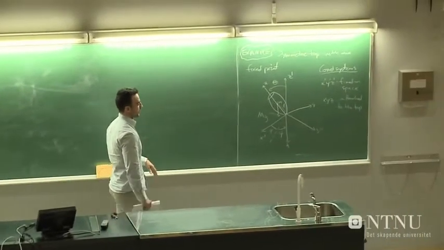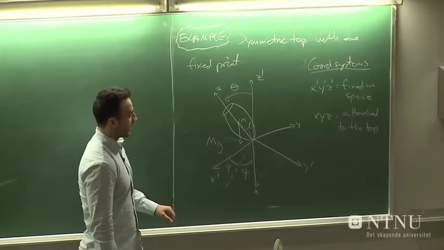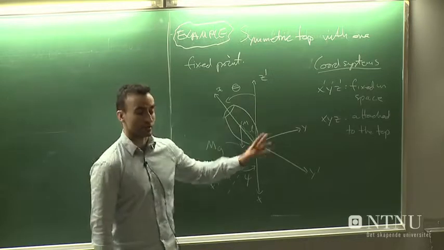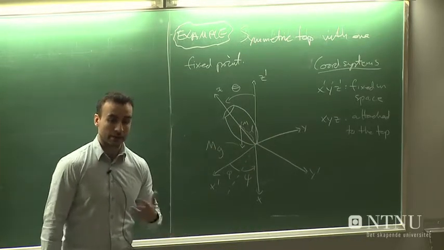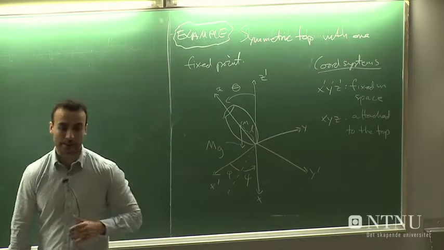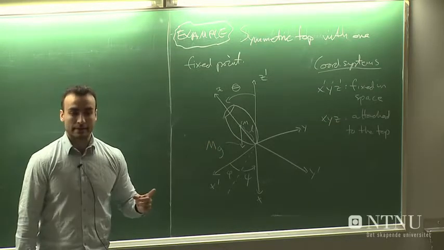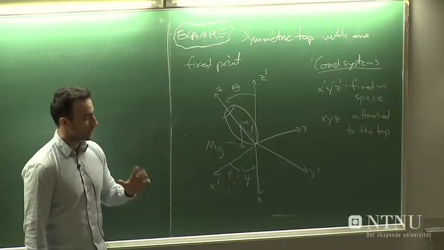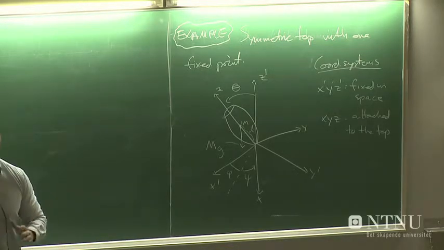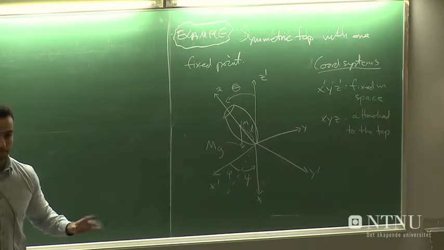So the situation we're considering is a symmetric top spinning on its tip here. We've introduced two coordinate systems. We've introduced a prime system which is fixed in space, corresponding to a stationary observer, for instance. We've also introduced this XYZ coordinate system which is attached to the top. And if it's attached to the top, it means it should be rotating. So we have two coordinate systems with coinciding origins, and one is rotating with respect to the other. And this is exactly the type of scenario we've been considering so far.